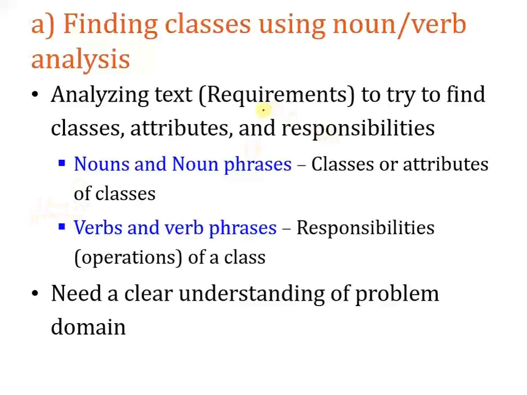For this, what we do is take the requirements in our hand, which is called a software requirement specification, and we can also take supplementary requirements as well. And then we identify the nouns and noun phrases present in the particular requirement. Such nouns and noun phrases will be treated as classes or attributes of the classes. Similarly, we next find the verbs and verb phrases. Such verbs and verb phrases will be converted into responsibilities of that particular class. For this, we need a clear understanding of the problem domain. It's very important.